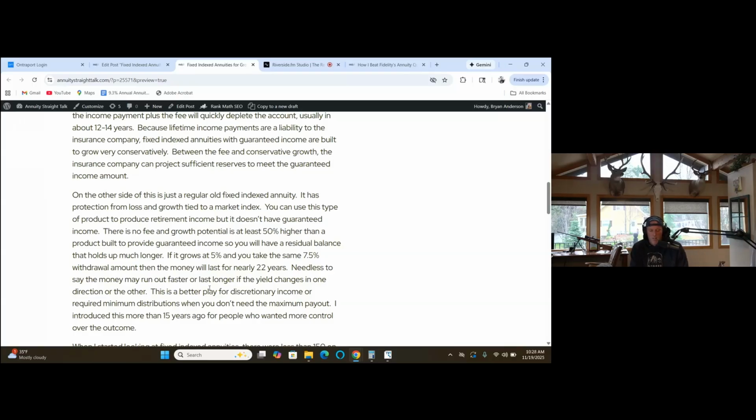I introduced this more than 15 years ago for people who wanted more control over the outcome. You have to realize that in the past, the payouts were not 7.5%. A joint couple in their mid to late 60s were lucky to get 5%. That's what I called the flex strategy.